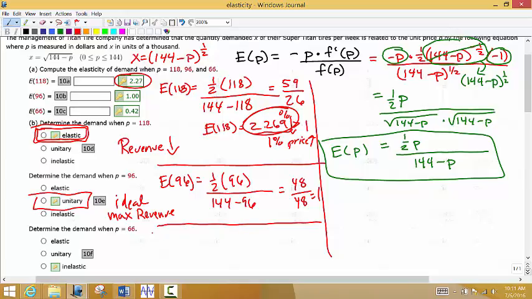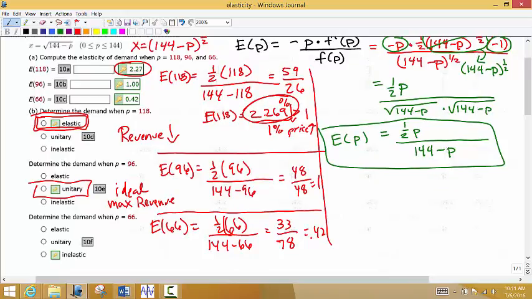Okay, so the last one here, we're going to take our elasticity of demand function and put in 66. So half of 66, we end up with 33. 144 minus 66, I end up with 78. 33 divided by 78, I end up with 0.42. All right, so if my elasticity of demand function gives me a value that is less than 1, then we call that demand inelastic.